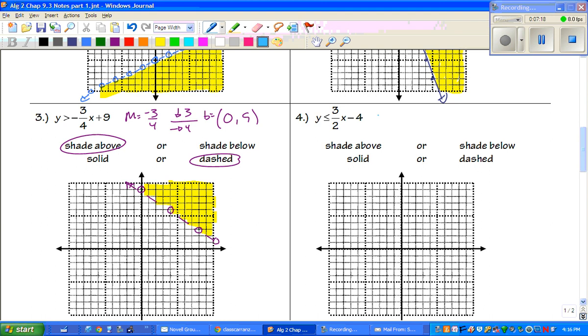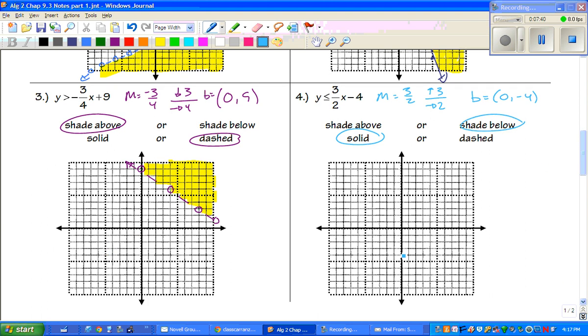Number 4. Our slope is 3 over 2, which means we go up 3 over 2, and the y-intercept is 0, negative 4. Since it's less than, we shade below, and since it's less than or equal to, it's going to be a solid line. So we start at negative 4. I go up 3 over 2, and I just keep that pattern going. Up 3 over 2, and then complete the pattern in the other direction.